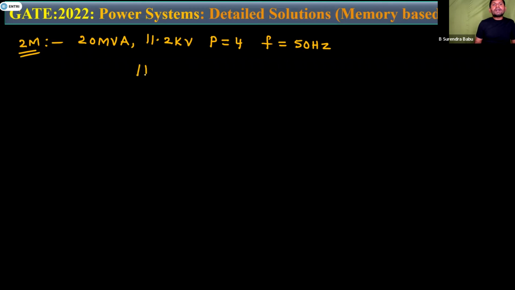And the inertia constant H is given as 15 megajoules per MVA. Yes, friends. Then the mechanical input Ps is equal to 15 megawatts. The electrical output P is equal to 10 megawatts.